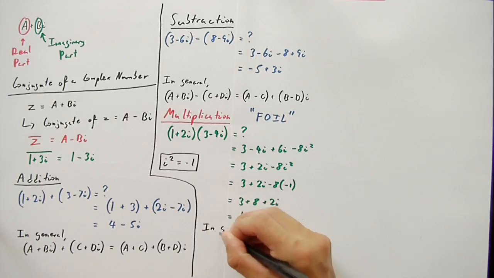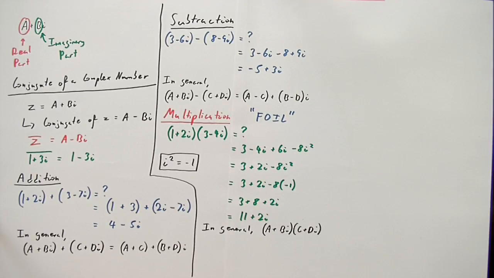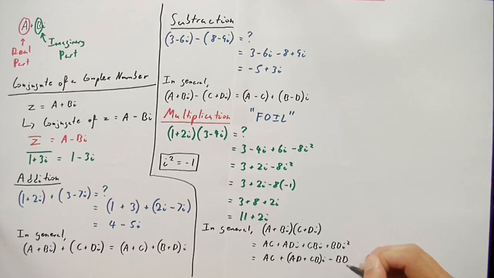In general, if we take a plus bi and c plus di, and then we multiply them, what we get is ac plus adi plus bci plus bdi squared. And by combining the middle terms together and changing the i squared into a negative 1, this simplifies to ac plus, in brackets, ad plus cb times i minus bd. Or in other words, ac minus bd plus, in brackets, ad plus cb times i.